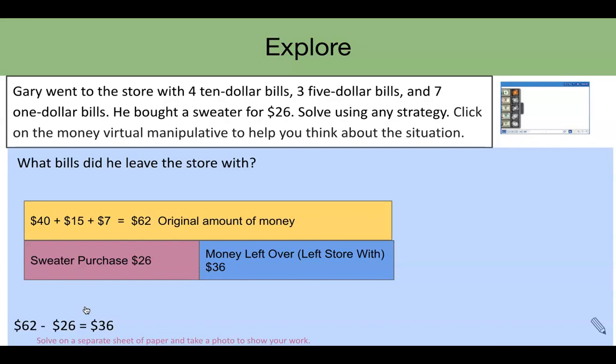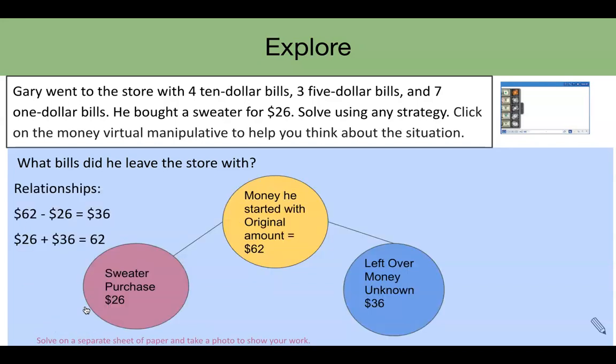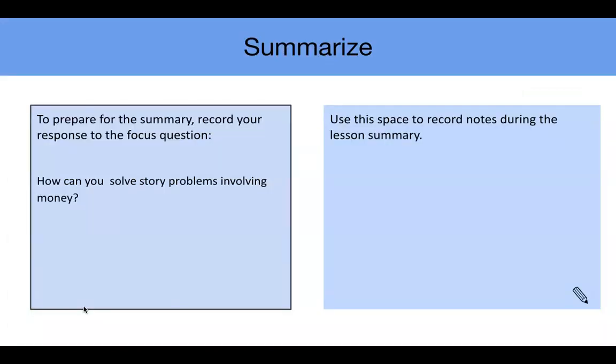Okay, so we add that up. We can see that's the total. He had $62. The part is the sweater purchase for $26. $62 minus 26 gives us $36, which is the money that's left over. Okay, and as I said before, number bonds work very, very well, but we still have to understand what numbers to put in what circles.